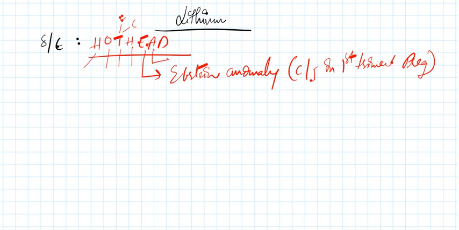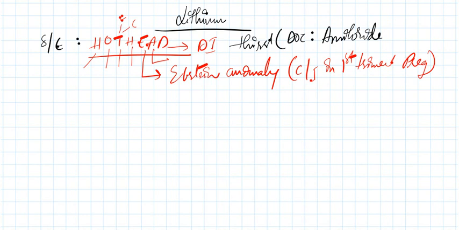D for diabetes insipidus. The patient has excess thirst. The patient who is on lithium complains of thirst. So what is the drug of choice for this? You give amiloride. For diabetes insipidus seen in the lithium-treated patient, with excess thirst, we give the drug amiloride.